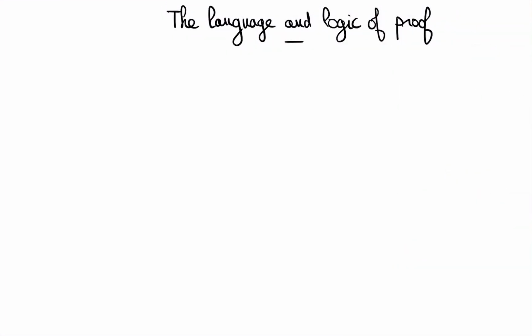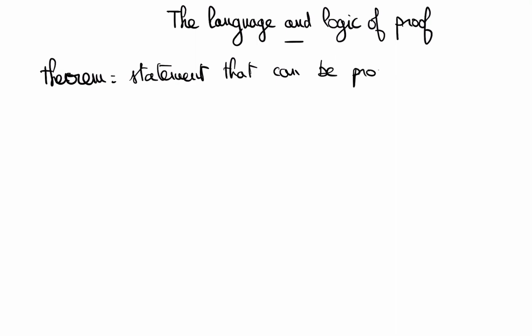Right, so the language and logic of proof. This is a fairly long statement. So, a theorem. What is a theorem? It's a statement that can be proven. For example, Pythagoras theorem. If you don't know how to prove that, that's alright. There are plenty of demonstrations on the internet.